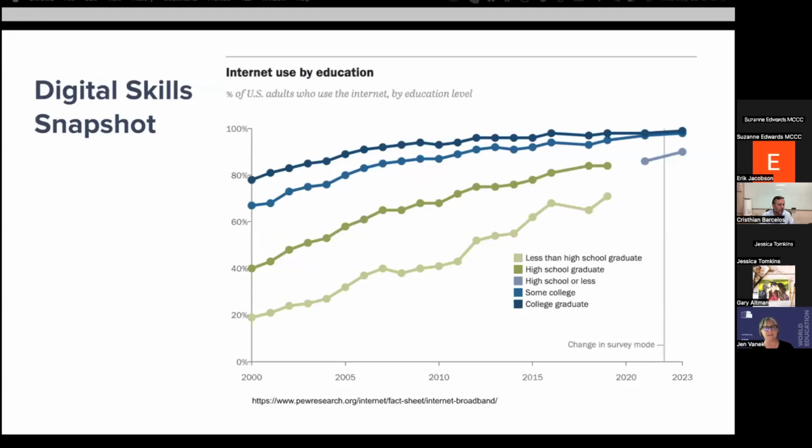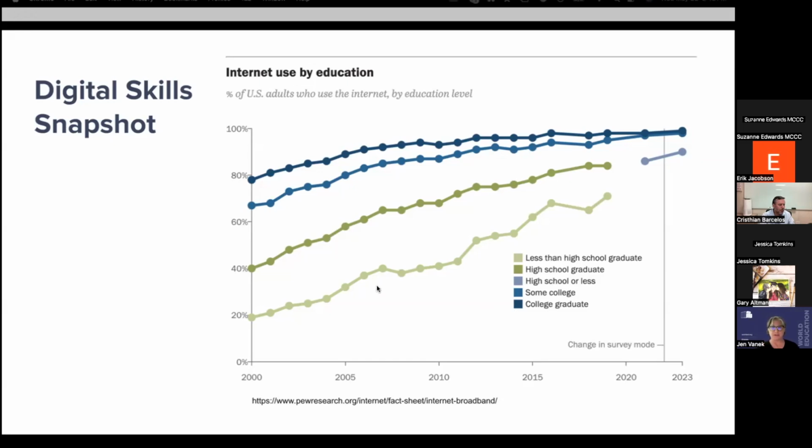Just in case people didn't know, this is great data from Pew. They have these internet fact sheets, a broadband fact sheet, a mobile fact sheet, and it's really awesome data. It's updated really regularly, and it gives you interesting information on who's connected to the internet, who's using the internet, and for what purposes, and it breaks things down by many different demographic categories. This is a shot from the website of who uses the internet by education level.